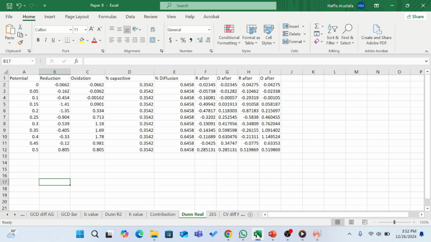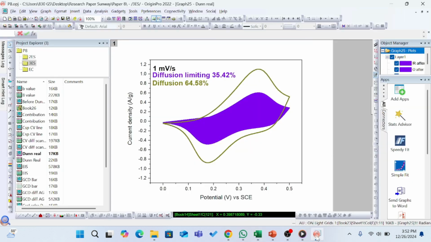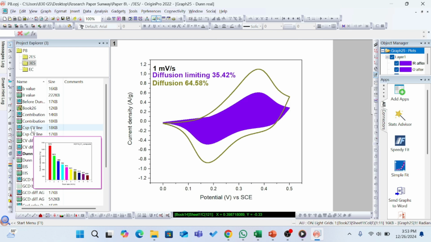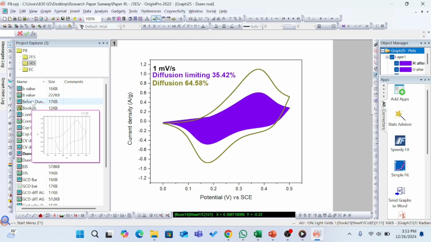So then what I need to do, I need to divide the potential into sub-segments. So how I divide into sub-segments, here you see my potential window is from 0 to 0.5. So I'm going to read the current density, the current response at each interval, at 0 volt, 0.05 volt, 0.1 volt, 0.2 volt. What is the current response? How to read that? What you need to do, I think I already plot. Let me see, CV line, contribution before, yeah, this one.